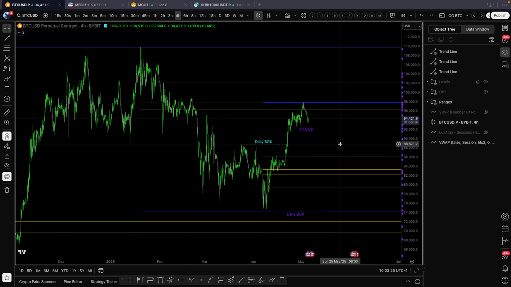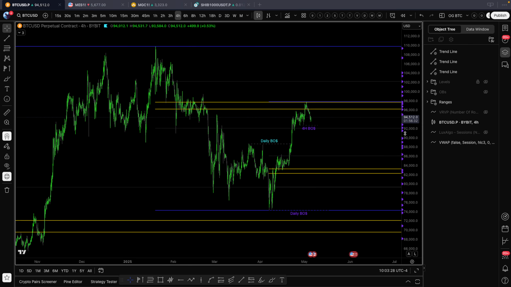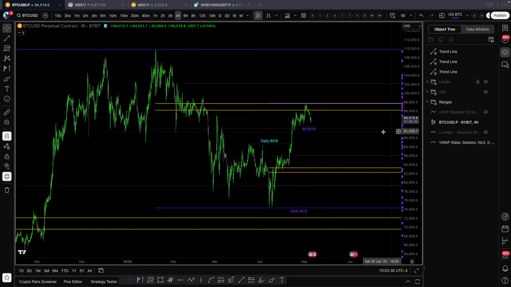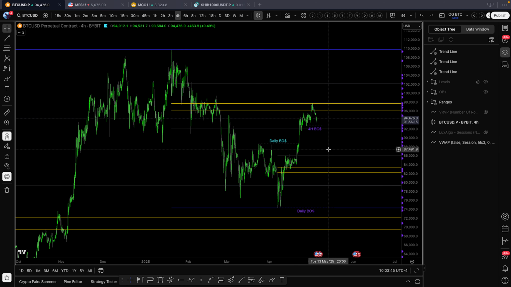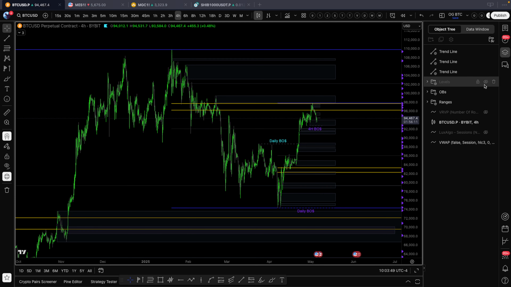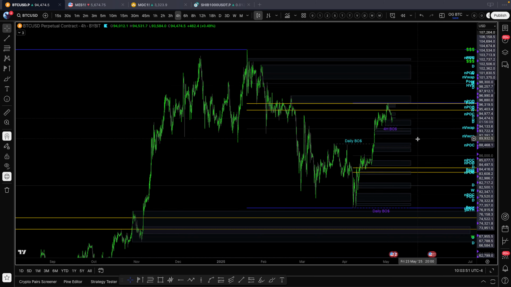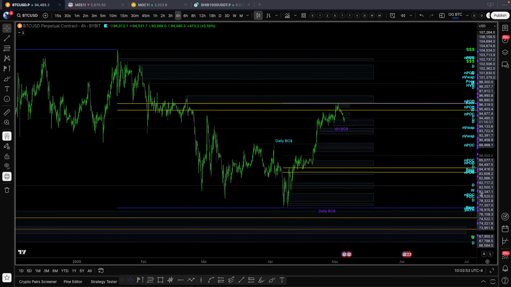Sometimes it might work, of course, because they're very, very high probability zones. However, we want to trade a bit more conservatively than that unless we get some high level confirmations. So we have our 4-hour and daily zones. Let's turn on our order blocks and our levels. This will complete the picture.